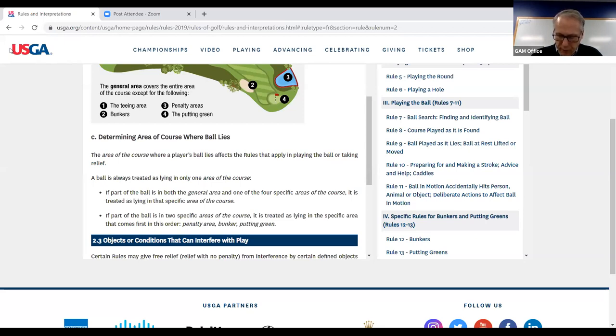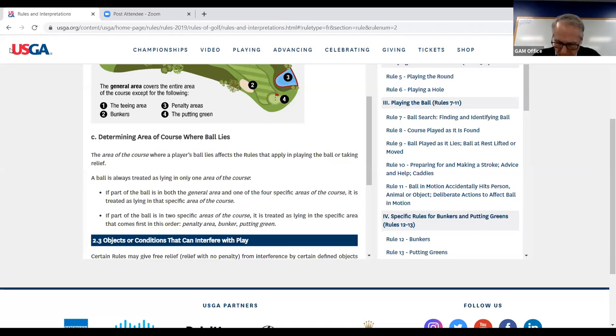But there is no free relief from boundary objects or integral objects that we would define for that tournament. We would define integral objects in our hard card, and also anything specifically we'd have defined as integral objects on our notice to competitors on the front page where the hole locations are. So that 2.3 covers those conditions that can interfere with play and relief is granted with no penalty.